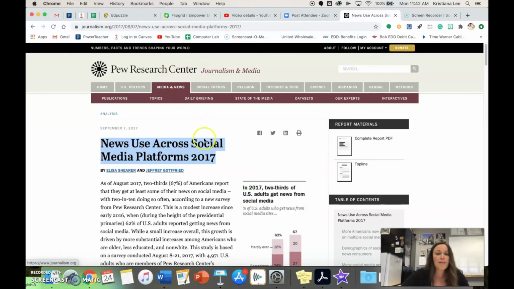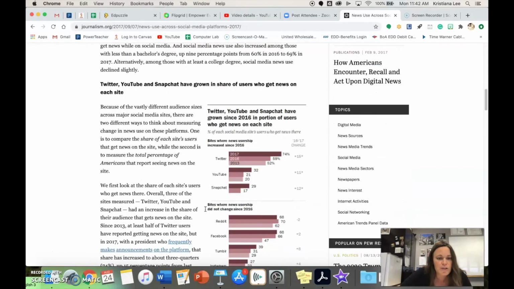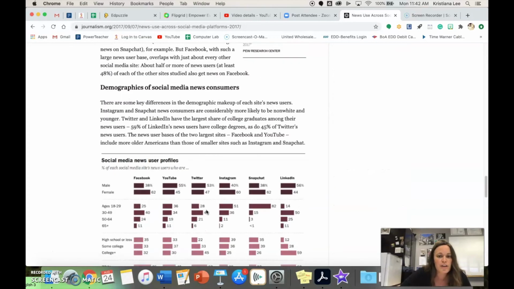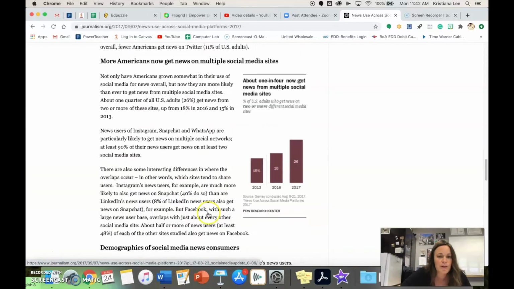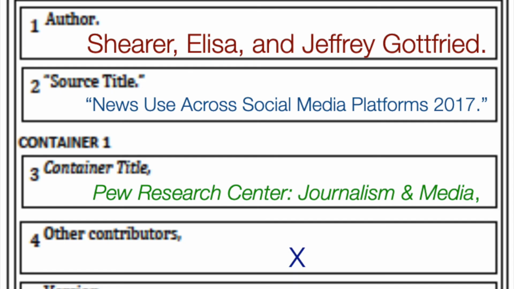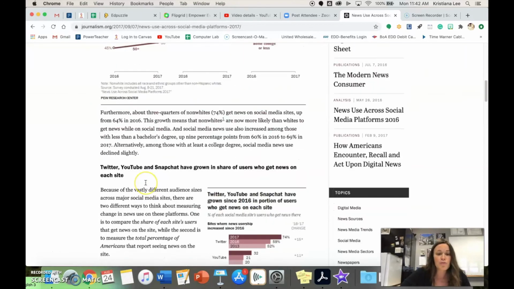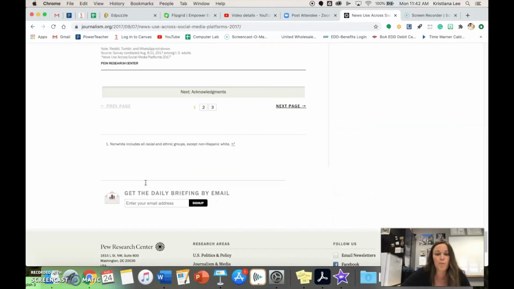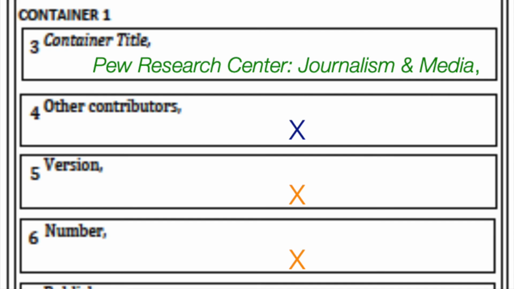Okay. Other contributors: if you search around the page, we're looking for things like editors, if there's an actual editor name, or illustrators or anything like that, but it doesn't seem to be giving me the names of any contributors, so I'm actually just going to leave that blank. The next thing we're looking for is version or number. Again, on websites, you hardly ever have a version or number, and if you scroll through and look for one, you won't find one, not on this website. So that is very unlikely to be found on a website.